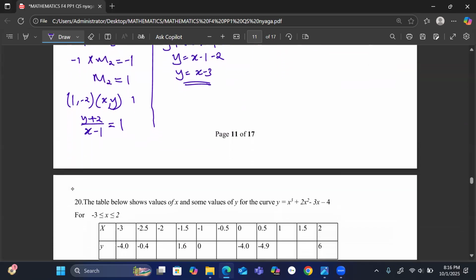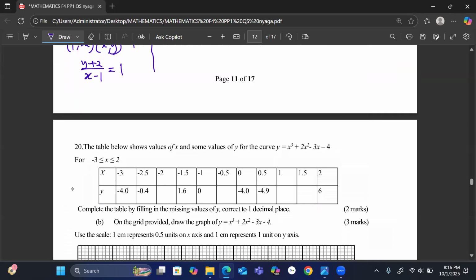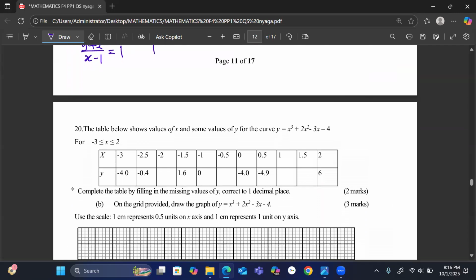So we move to the next question. The next question is on graphs. The table below shows the values of x and some values of y for the curve y equals x cubed plus 2x squared minus 3x minus 4, for the values of x running from -3 to 2. Now, you are asked to complete the table.